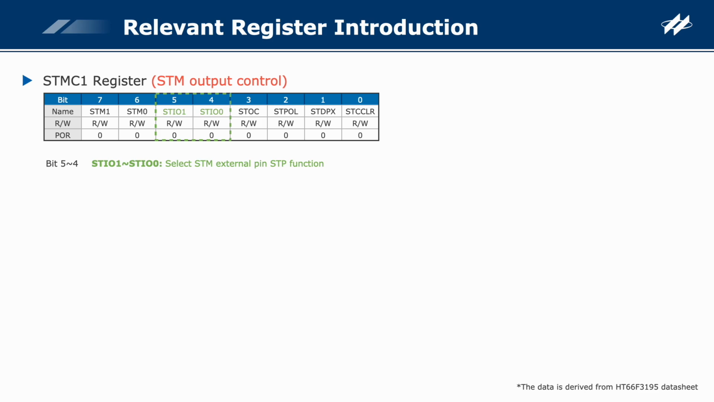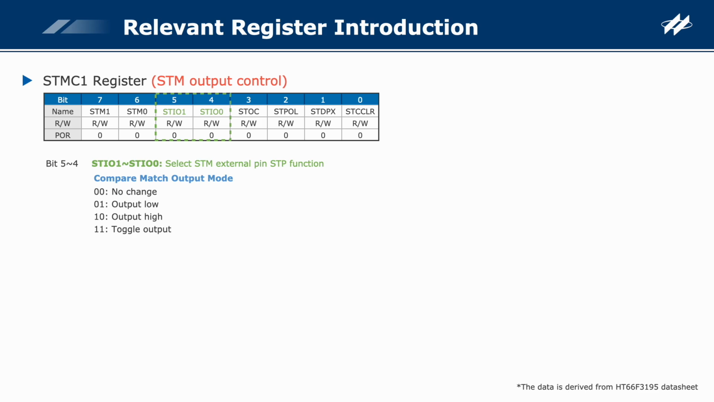Next, let's take a look at the STIO1 to STIO0 bits. When a compare match occurs, the STIO1 to STIO0 bit values determine the waveform on the STM external output pin. In different operating modes, the output function configuration is also different. In the compare match output mode, what states can the STM output pin select to output when a compare match occurs? At this point, the output pin can select no change, output high, output low, or toggle its present state.